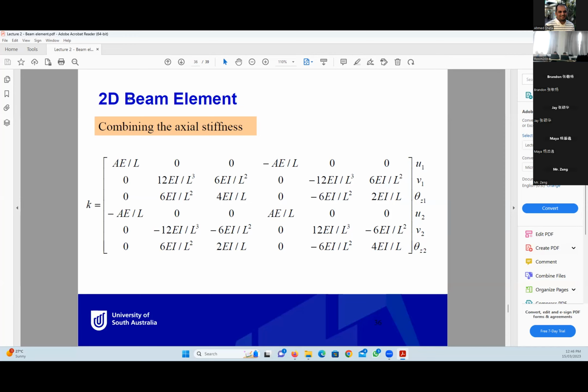What is the first notice we have here? The first note is the element is 6 by 6. So if we include the axial effect in our calculation of the beam element, it will be 6 by 6, where before it was 4 by 4. So I will just explain something to you here.